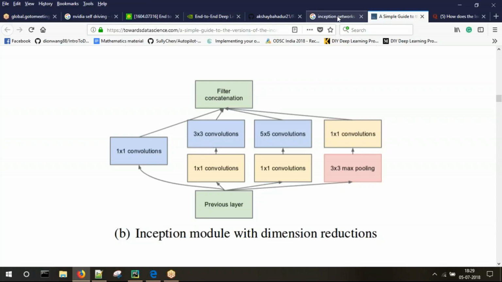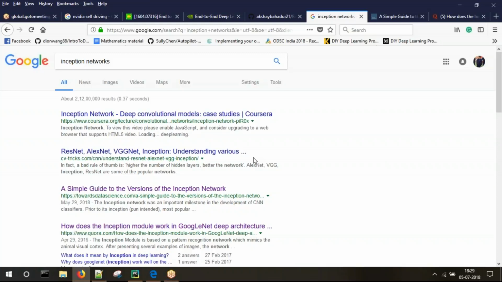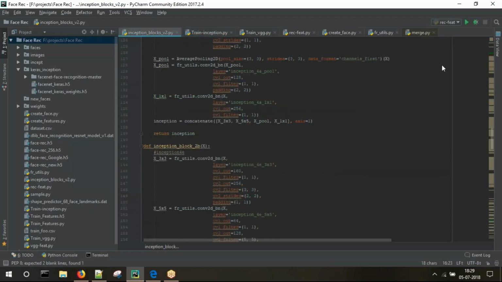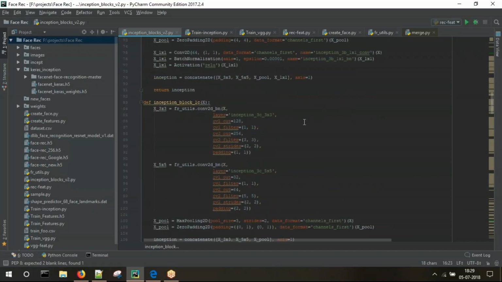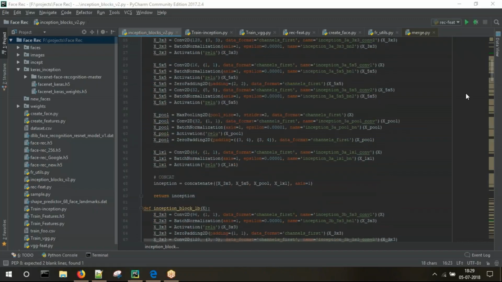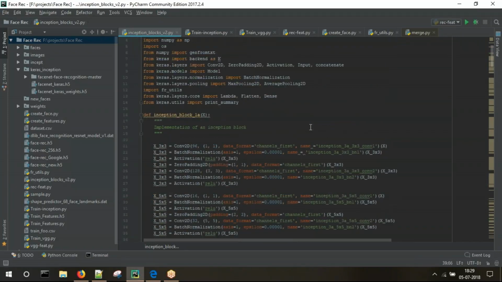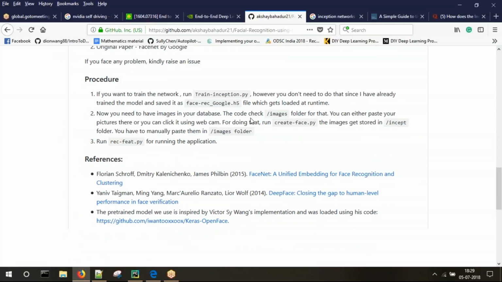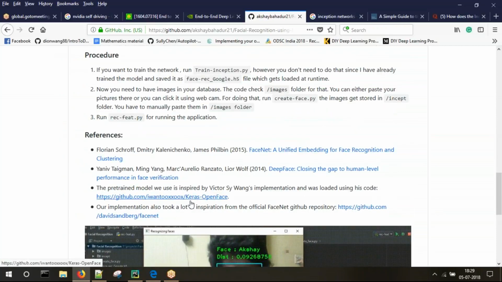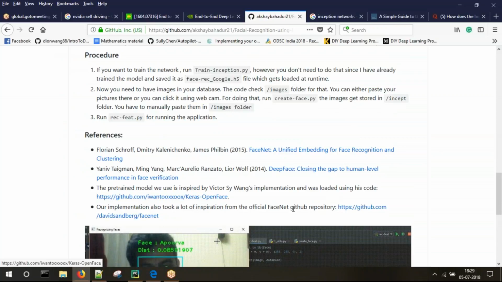But the problem with them is that they are very hard to train. If you see the implementation that I am working on, the Inception blocks that I have are actually taken from the Google website. There is a GitHub link, which I think I have also mentioned. If you want to go there, this is also a GitHub link: Keras OpenFace, or a similar face repository. You can visit them.